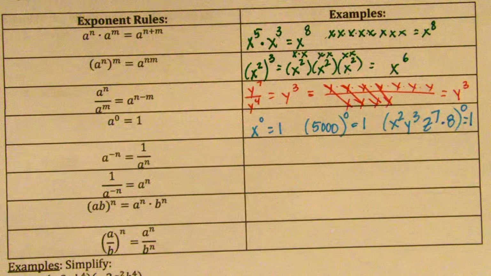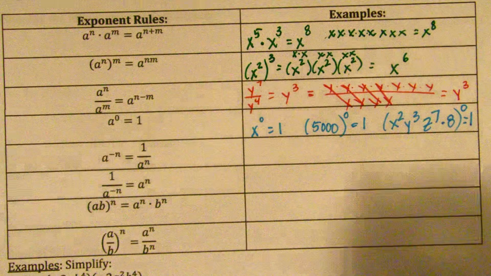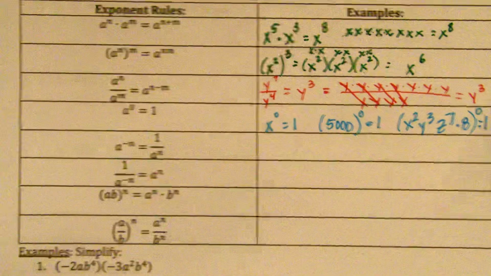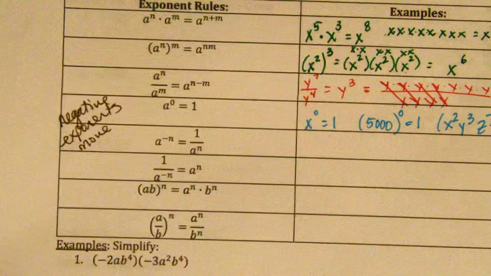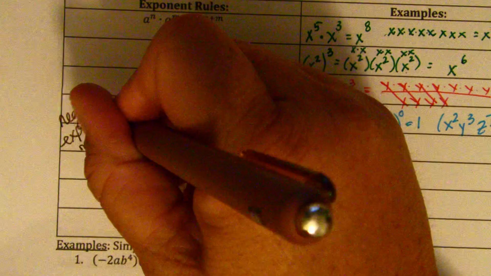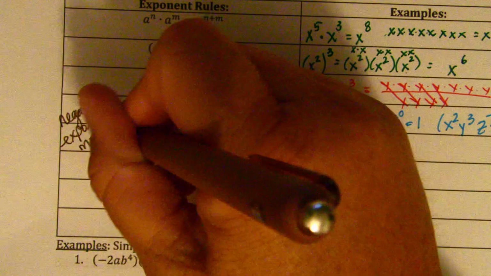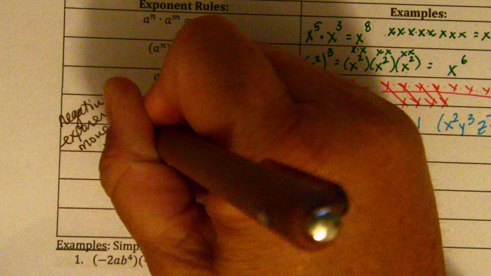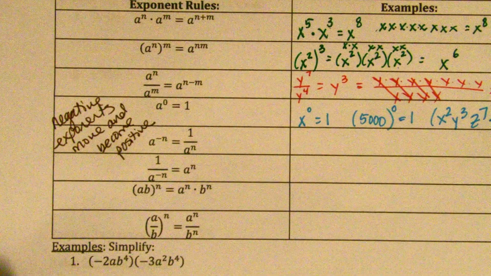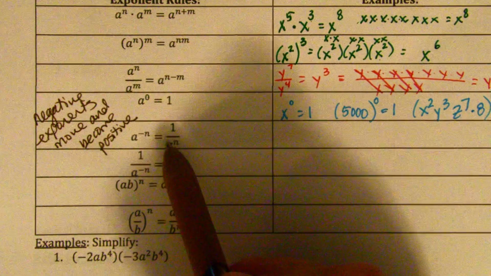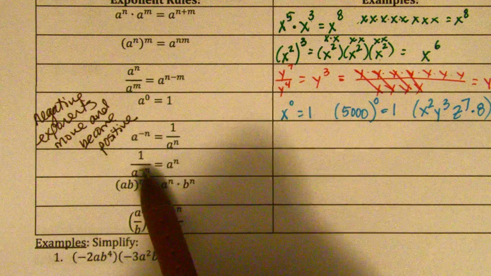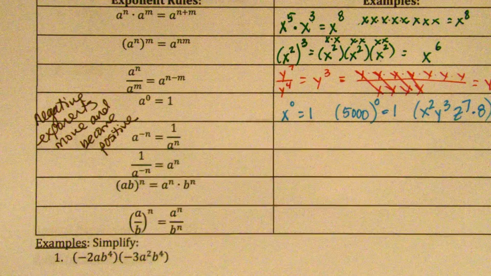Now the next rule gets into negative exponents. What you want to remember is that negative exponents move, and when they move, they become positive. So if I have a to the negative n power, it's going to move to the bottom and become a positive n. If I have a negative in the bottom, it moves to the top and becomes positive.